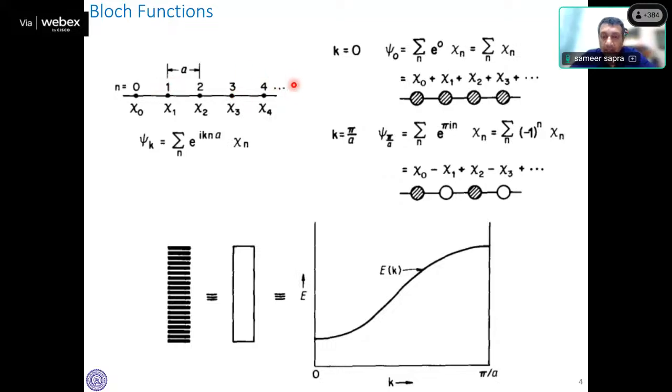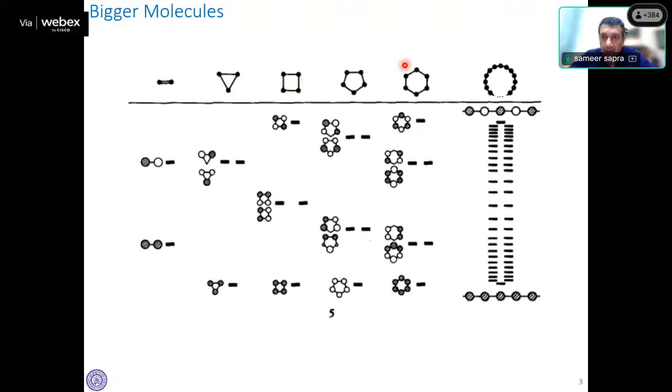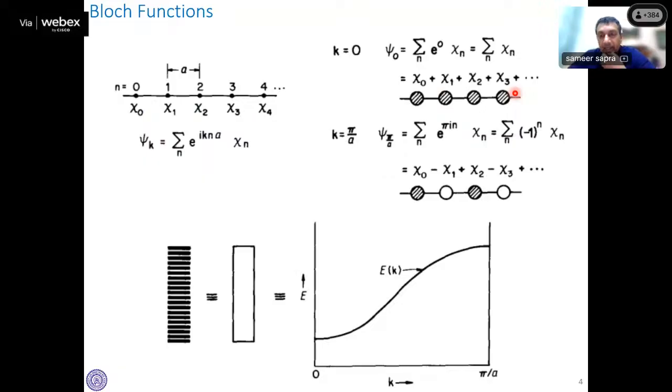And that infinite chain has been approximated as this big circle. One could always think of the Born-Karman boundary conditions also, but we will not have to worry about that. So this is a large chain.